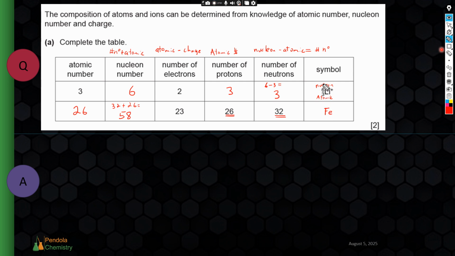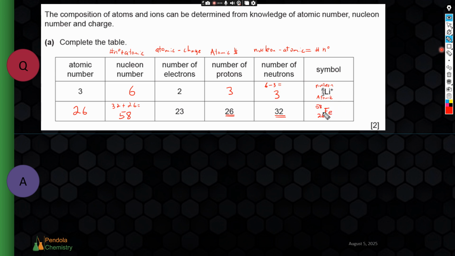Then we have to remember that on the left side of the symbol, we have the nucleon number on the top and the atomic number on the bottom. We already have those numbers. Our atomic number is 26, as we just saw, and our nucleon number is 58.